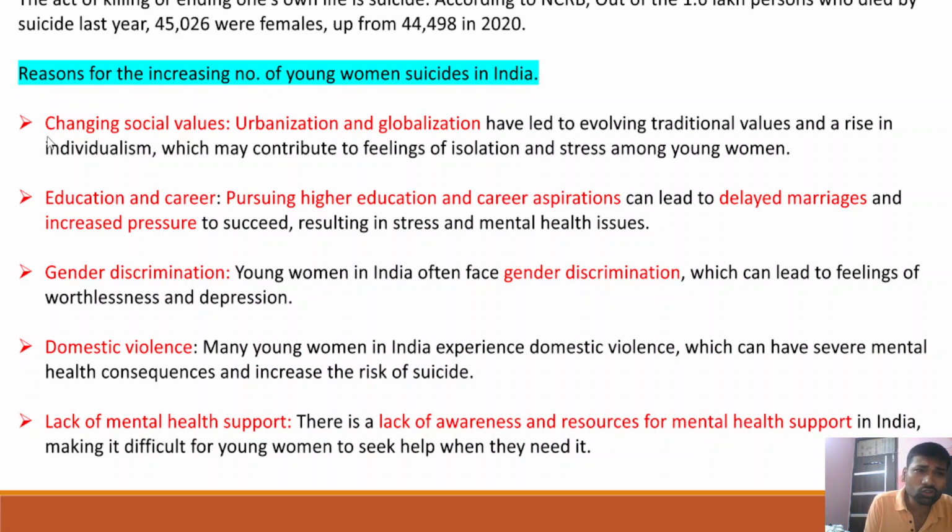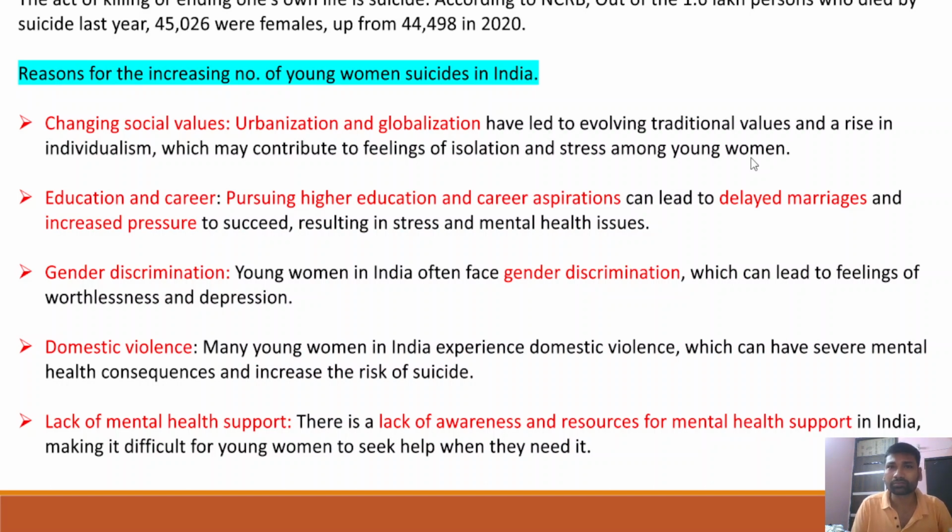The rise of individualism is also associated with urbanization and globalization. Individualism is mostly a Western concept, but due to urbanization and globalization, it has increased manyfold. This individualism further contributes to isolation and stress among young women. Whenever young women face problems and isolate themselves from society, there are no social interactions and they do not share their concerns and problems with others, and this is where stress builds up.